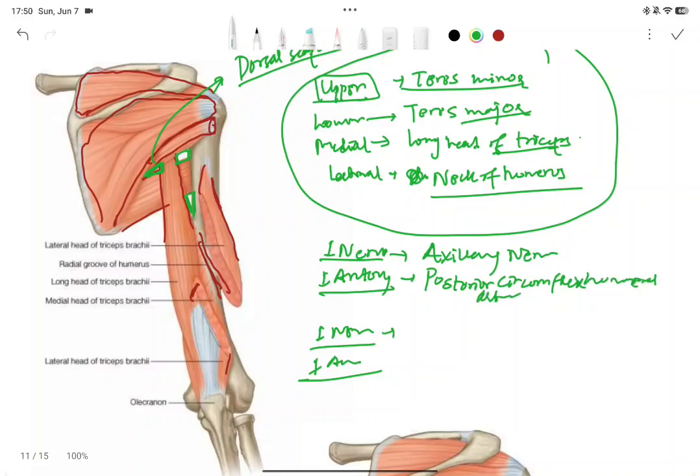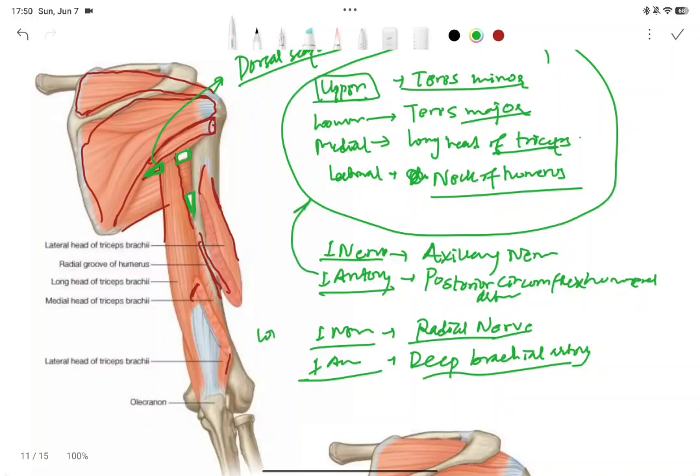And there is one nerve in the lower triangular space, that is the radial nerve, which passes towards the back of the arm. So the radial nerve and the deep brachial artery or profunda brachii artery. Okay, this is the upper quadrangular space, and this is the lower triangular space, है.